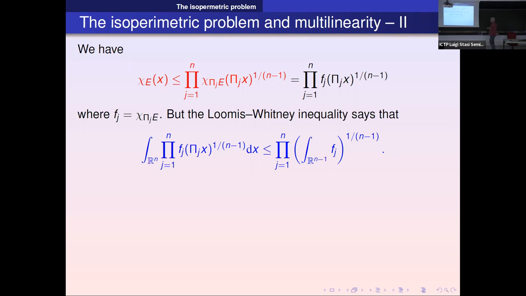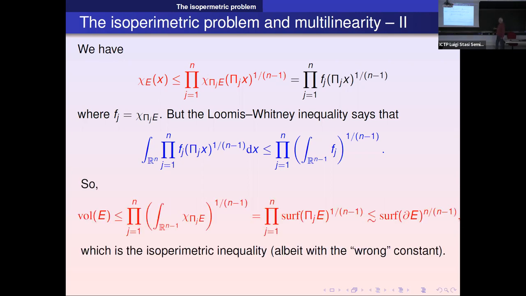And we have a thing called the Loomis-Whitney inequality. The Loomis-Whitney inequality, a general multilinear inequality, tells us that no matter what L1 functions we have on R^(n-1), if we evaluate these things on projections onto the coordinate hyperplanes, take this same power that I've been advertising here and integrate it on R^n, then we have control of this quantity by the appropriate mean of the L1 norms of the functions. Okay, so this is the Loomis-Whitney inequality.